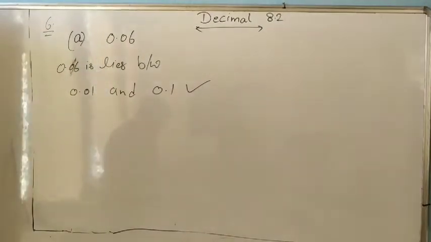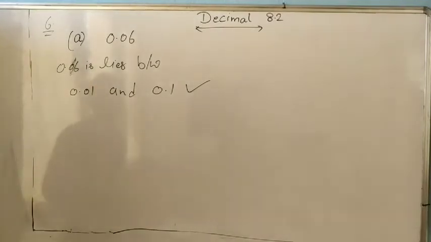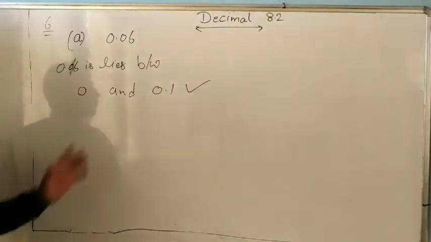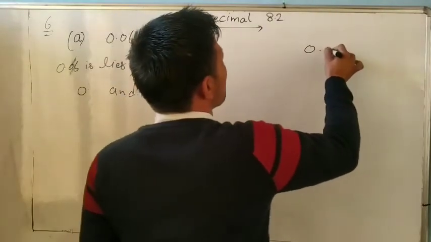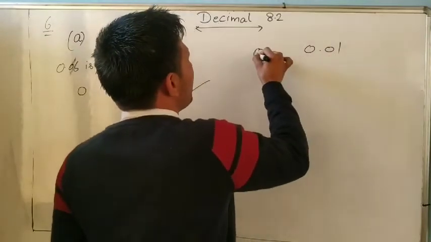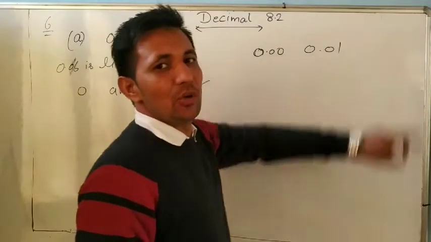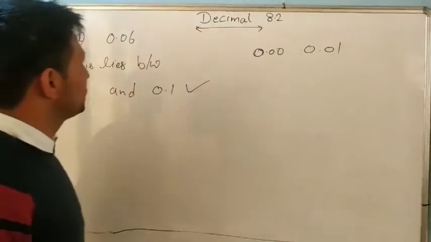Next is the B part of the 6th question. Otherwise you can take 0 also, if you want to, between 0 and 1, because before 0.01 what comes? 0.00, 0.01, 0.02 and so on.